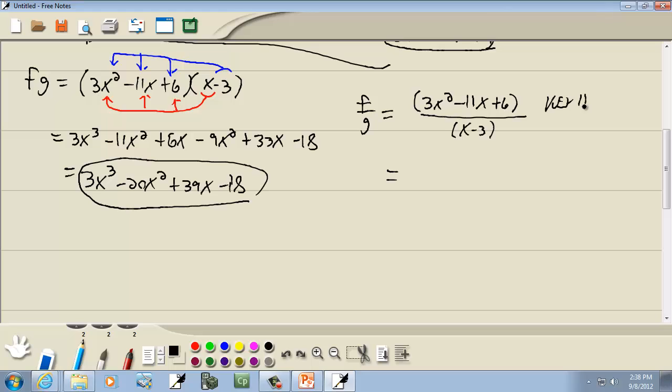This top part would factor using the key number. 3x squared minus 9x. Oops, screwed up on my signs. Using the key number here. Okay, negative 9. Okay, that's right. This is just x minus 3. It doesn't factor. Well, after I factor the top part using the key number, I notice that they have x minus 3's in common. So that's going to cancel. And our answer will be 3x minus 2.